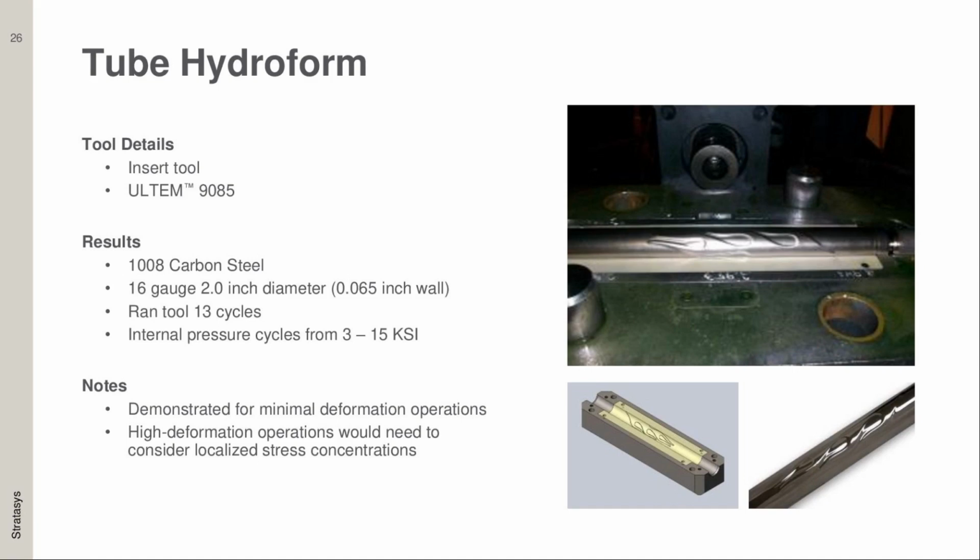And then finally, tube hydroforming. Again, this was an Ultem material just because back in the day we didn't have Nylon 12 CF, but it was 16 gauge carbon steel with a 2-inch diameter. And you can see how the flames imprinted on the tool very nicely. So it came out really well. If you had something with a higher deformation, you'd need to consider some localized stress concentrations. But again, this just goes to show that even though your tools are made out of plastic, they very much can form sheet metal with no problem.